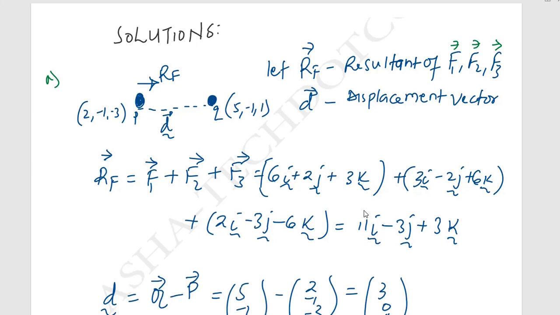Then we go to component j, so it will be 2 minus 2, which gives you 0, then minus 3, which gives you -3 at the end of the day. So minus 3j. We go to k, this will be 3 plus 6, which gives you 9, minus 6, which gives you +3, and we will have 11i minus 3j plus 3k as the resultant force.